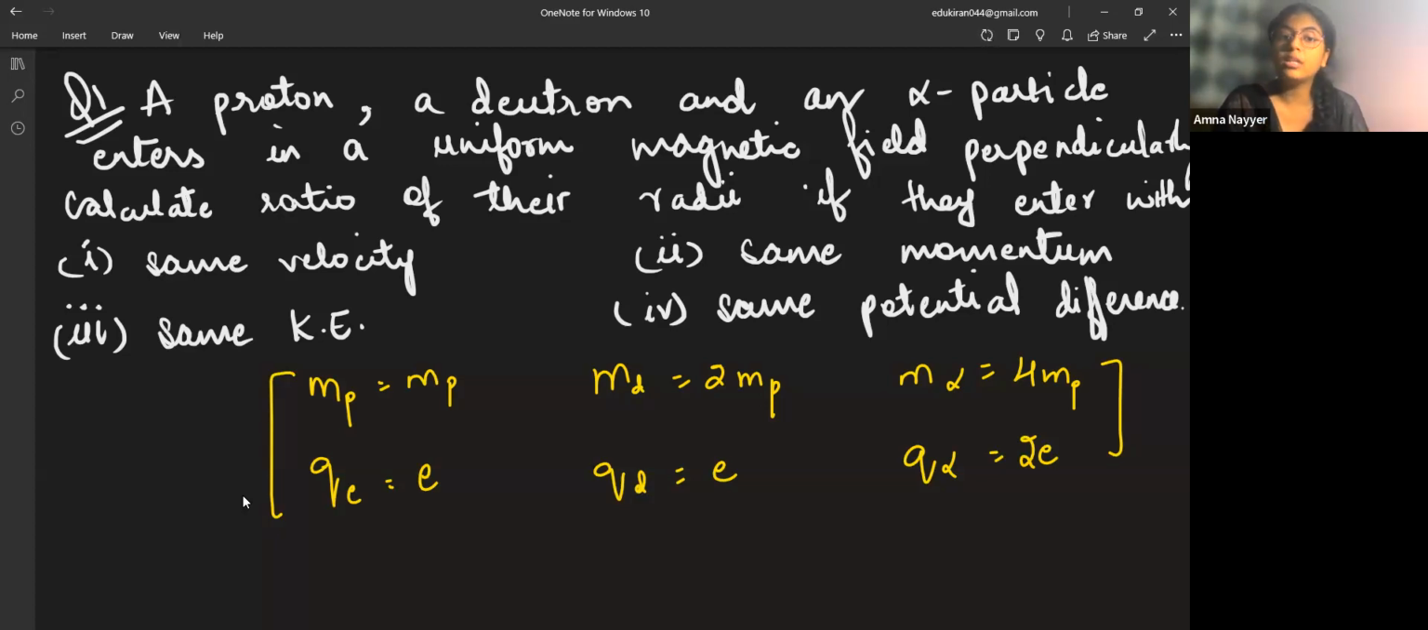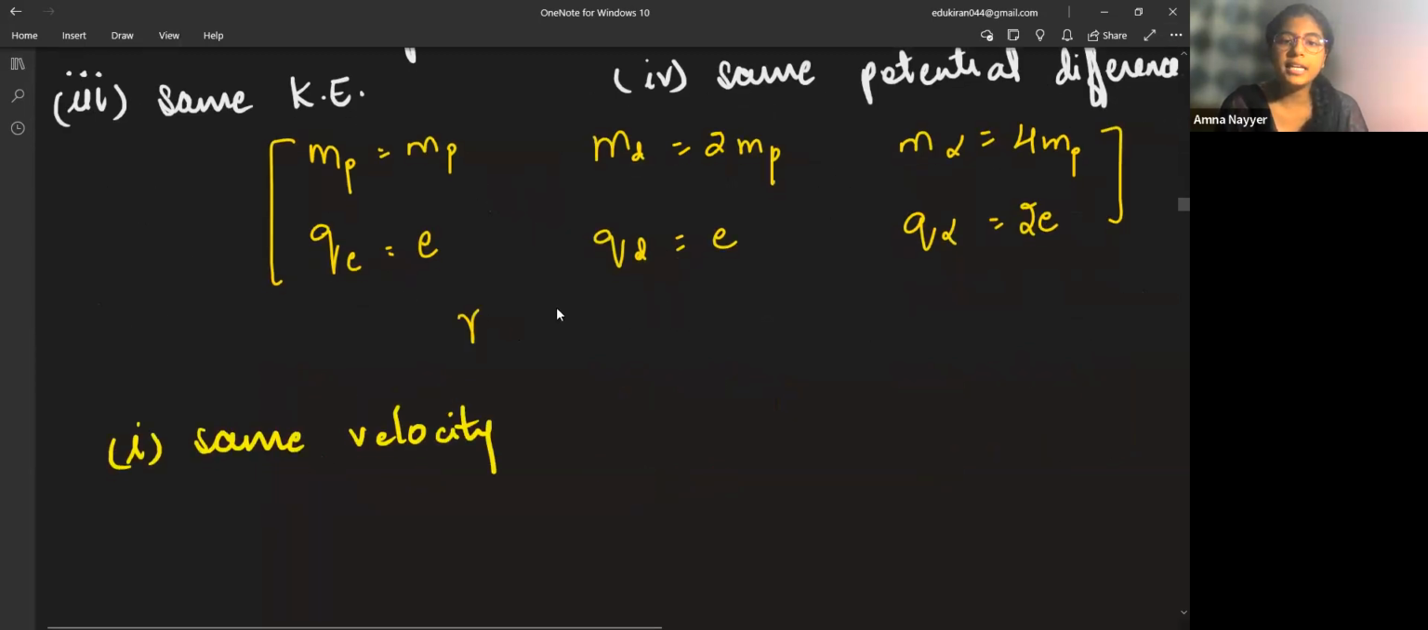So we have the relations between the masses and the charges. Now we can find the ratio of radii if they have the same velocity. What is the formula of radius? The formula is mv by qB. Mass and charge are different, but the magnetic field will be the same for all, because the charges are kept in the same magnetic field. Velocity, this you have to find out.